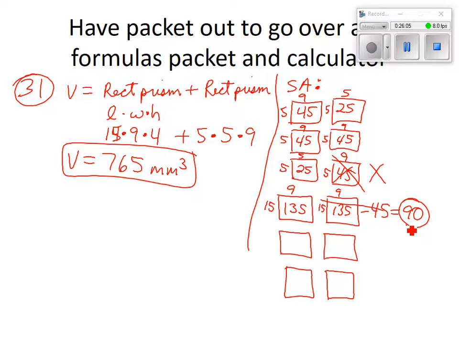What's the dimensions of this front face right here? 15 and 4. What's the dimensions of the back face that we can't see then? 15 and 4. 60. 60 and 60. What's the dimensions of this side over here? 9 and 4. 36. And what's the dimensions of the other one then? 9 and 4, which is 36.